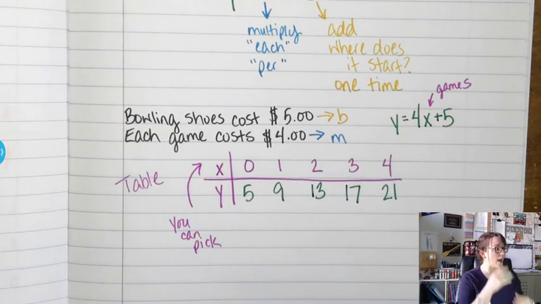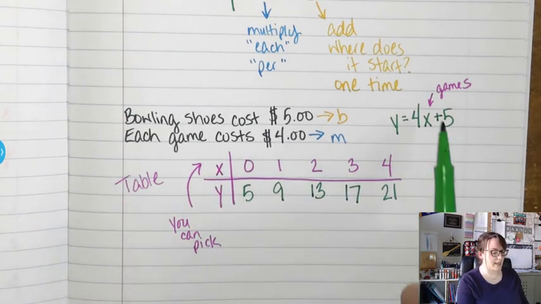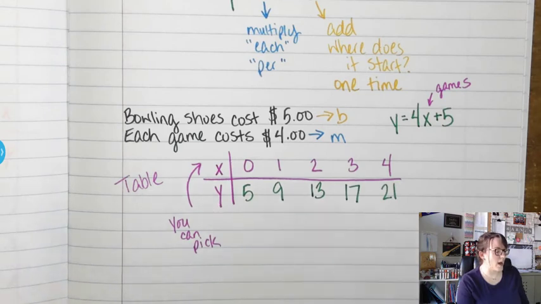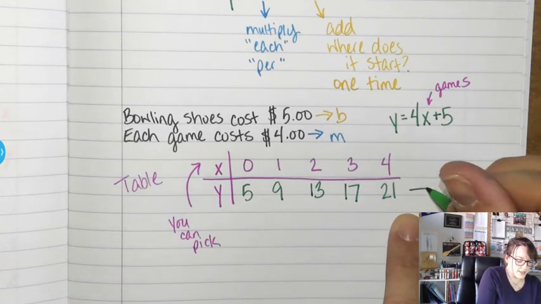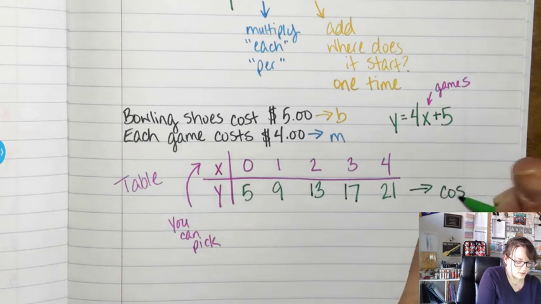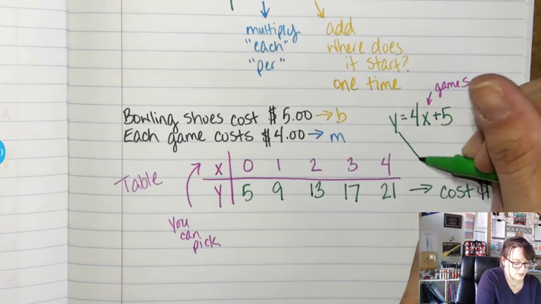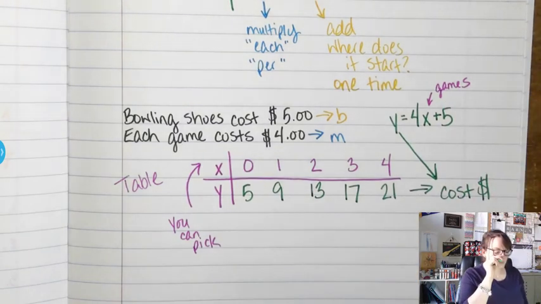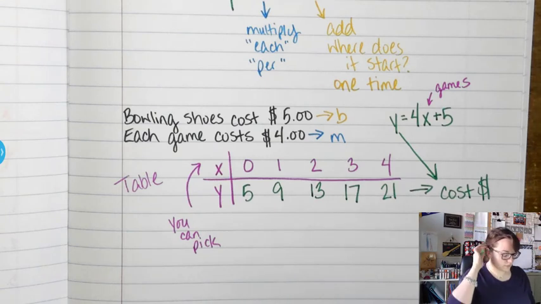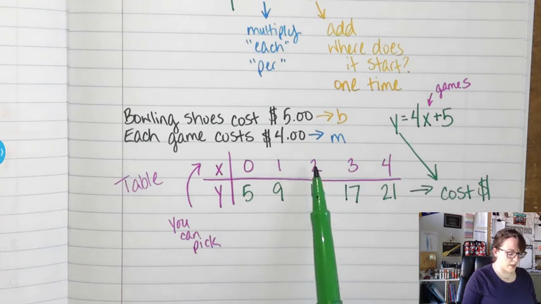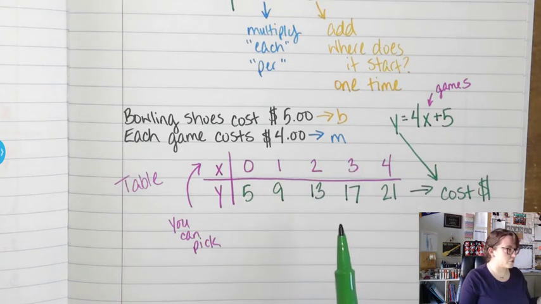So what does y mean? If x is how many games they played, then y is how much it costs. So y is money. So 2 games cost $13, because I had to buy the shoes and then I had to pay for both games.